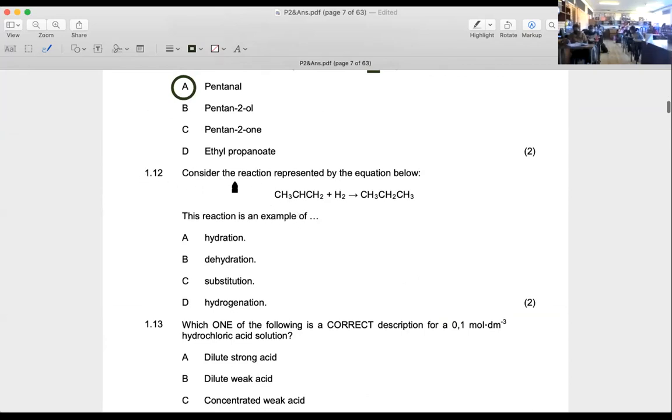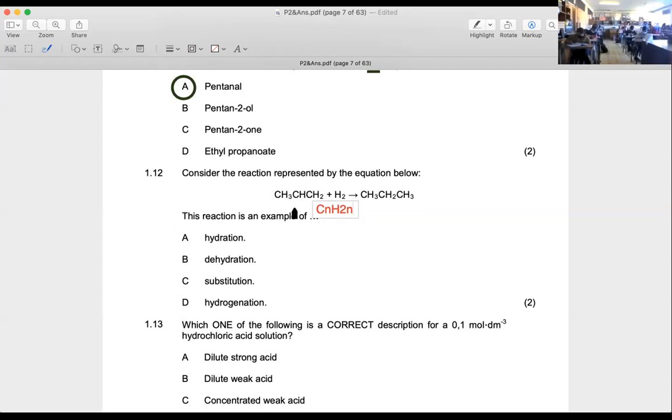Okay, let's try this one. Consider the reaction presented by the equation below. CH3CHCH2 plus H2 goes to form CH3CH2CH3. Okay. Now, whenever I see just a single H there, and even I could count them up, 3 hydrogens, 4, 5, 6 hydrogens. So the formula for this is CnH2n. Because there's 3 carbons and there's 6 hydrogens, so it's going to be CnH2n.